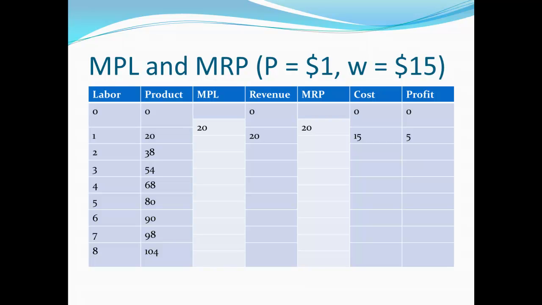We could get that one of two ways. We could either take the marginal product of labor and multiply by the price, so 20 times 1 is 20, or we could look at the difference in revenue, 0 to 20, and divide that by the difference in labor, 0 to 1. 20 divided by 1 is also 20. Either way will get you to the marginal revenue product. Now go ahead and fill in the rest, and I'll be with you in a second to check your answer.